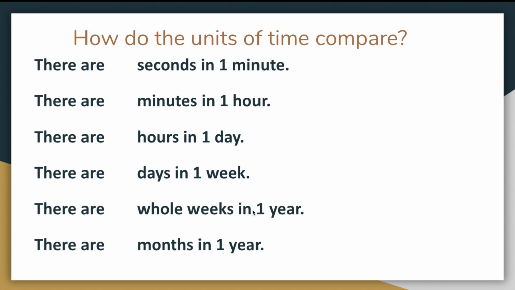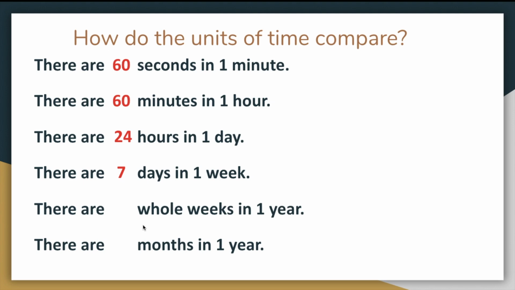How do the units of time compare? How many seconds are in 1 minute? There are 60 seconds in 1 minute. How many minutes are there in 1 hour? There are 60 minutes in 1 hour. How many hours in 1 day? There are 24. How many days in 1 week? There are 7.